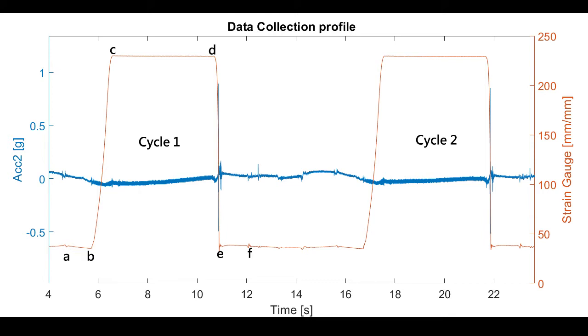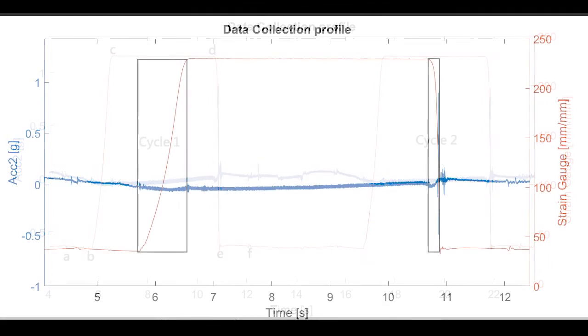From points A to B, the toggle starts to close. From points B to C, the toggle clamps the shaping mold. Point C to D is where the injection and cooling of the plastic part occurs. From points D to E, the shaping mold is unclamped, and E to F, the toggle reopens. This cycle is then repeated over and over.